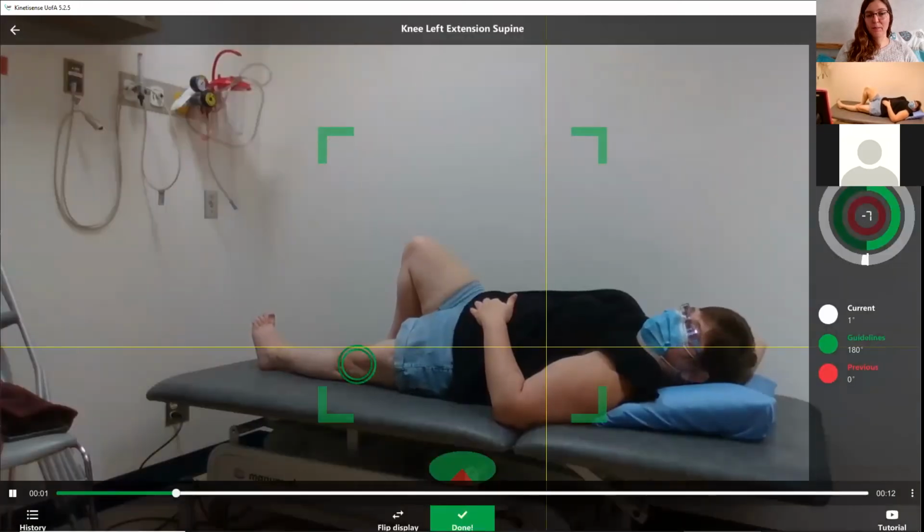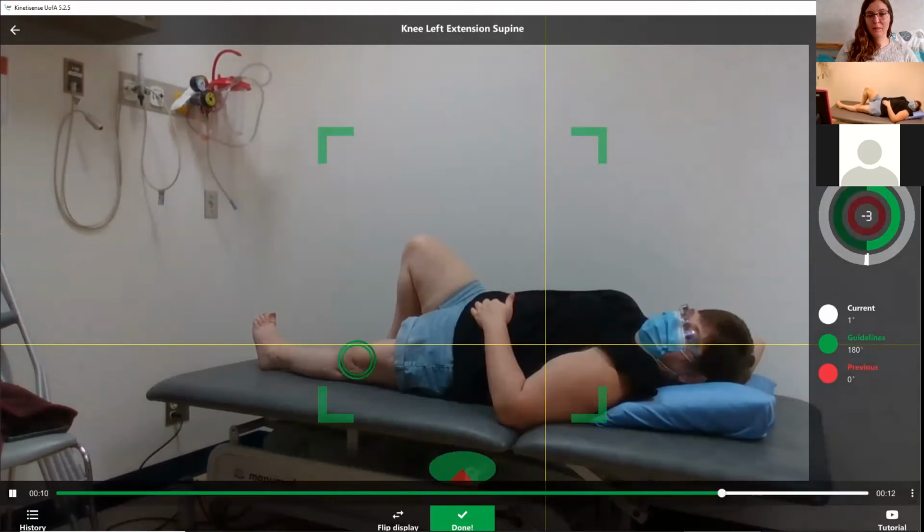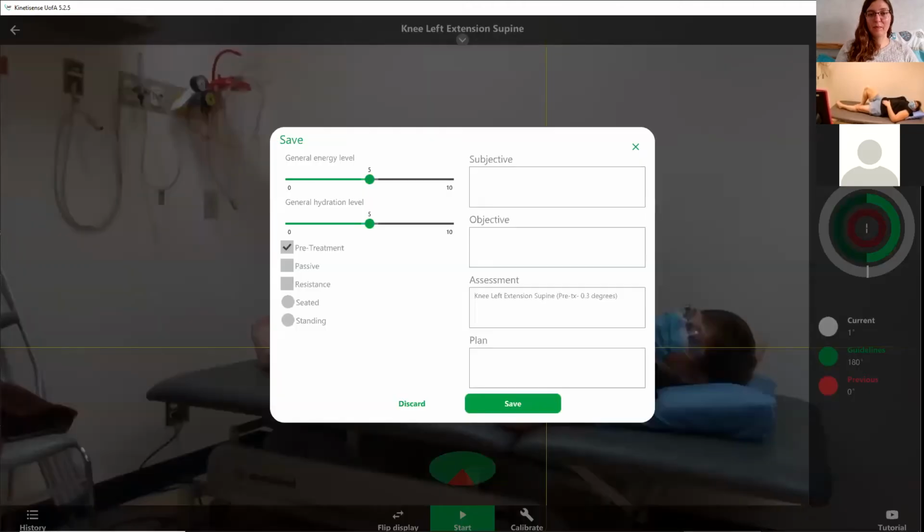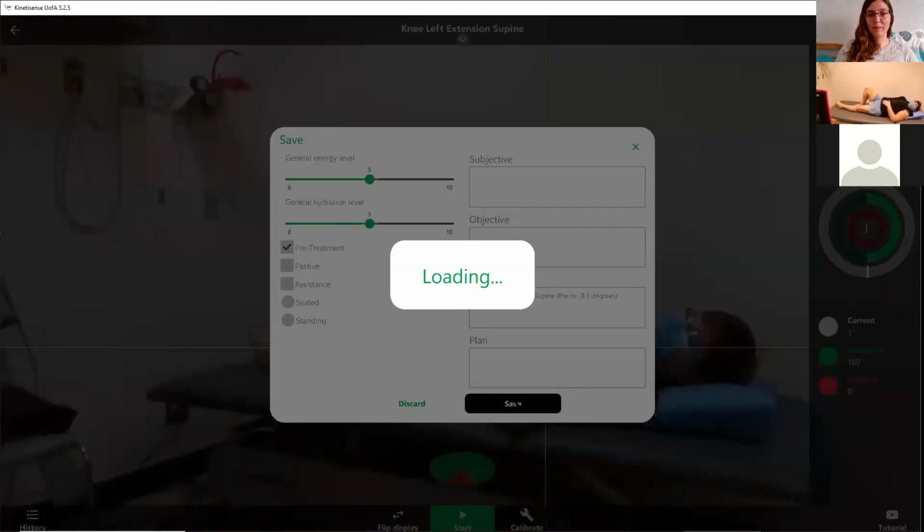That looks pretty much what it should be. With Kineticsense, we're able to save the video files for viewing or analysis later.